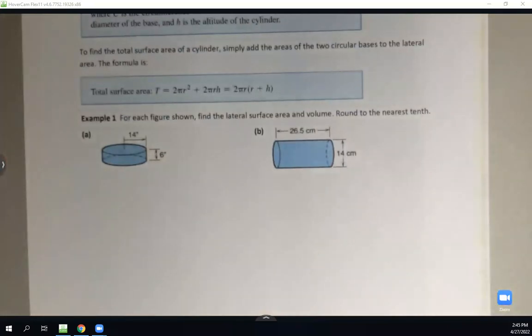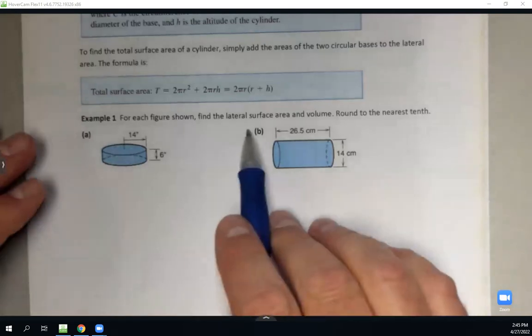So example 1. For each figure shown, find the lateral surface area and the volume. Round to the nearest tenth. We're almost always going to have to round when we're dealing with circles, right? Because pi is the 3.14159 stuff. Okay. So if we take a look at A, now we want to find two different things.